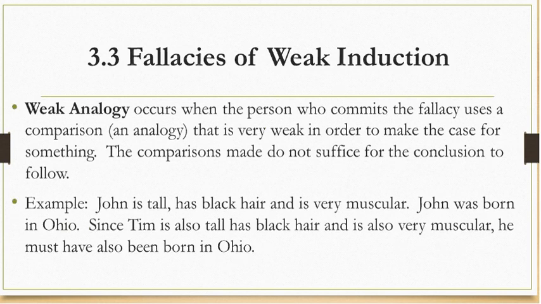John is tall, he has black hair, and is very muscular. John was born in Ohio. Since Tim is tall, has black hair, and is also very muscular, he must have been born in Ohio. So notice that the things that are being compared here are height, hair color, and how muscular he is, but those don't really have anything to do with where each one was born, right?